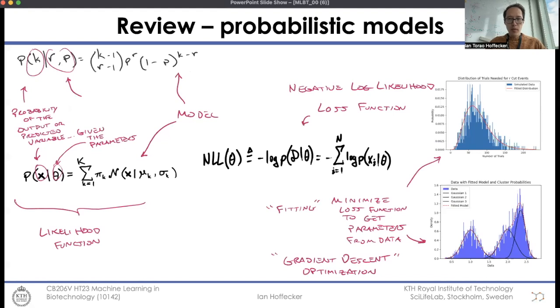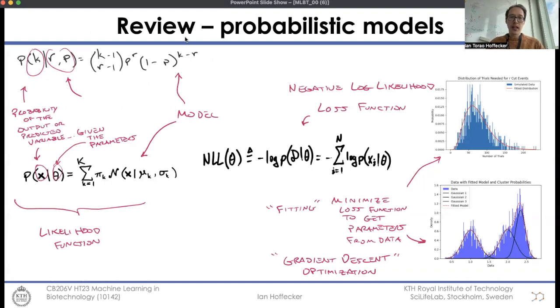So first, some review. In the previous videos, we've covered this idea of probabilistic models and how we can take a piece of data or a set of data and explain it and predict its distribution through the application of a probabilistic model of some kind. And so previously we looked at an example which was that of restriction enzyme cut events and counting them. And we had this variable k trials to get to a certain number of cut events. And we had this data set that was generated by us simulating this process.